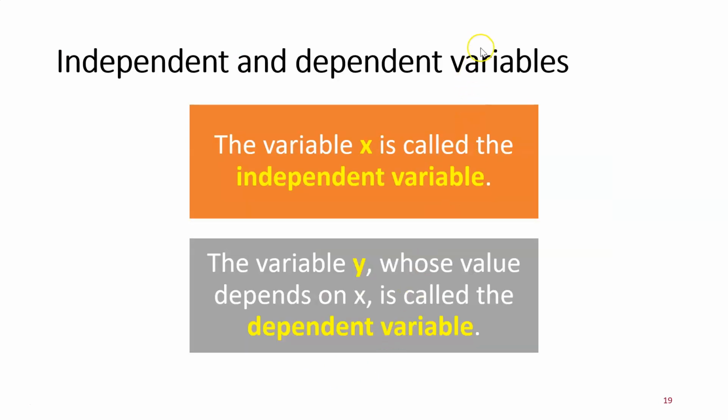Okay, this is about independent and dependent variables, pembalik ubah bersandar dan tidak bersandar. So the variable x is called the independent variable. The x values will be your independent variable, and the variable y whose value depends on x is called the dependent variable. You have to at least have x values, then only you can generate your y values.